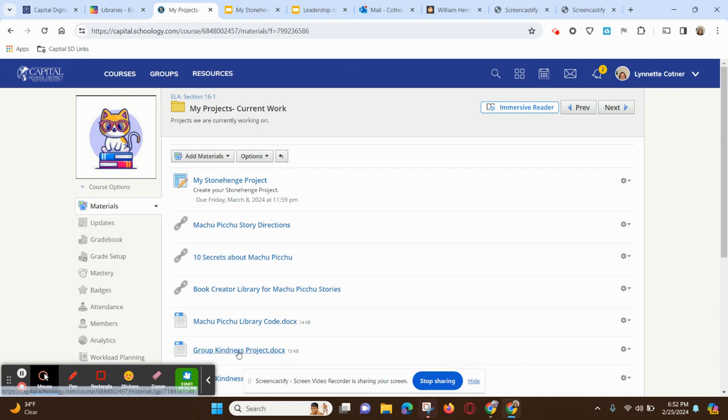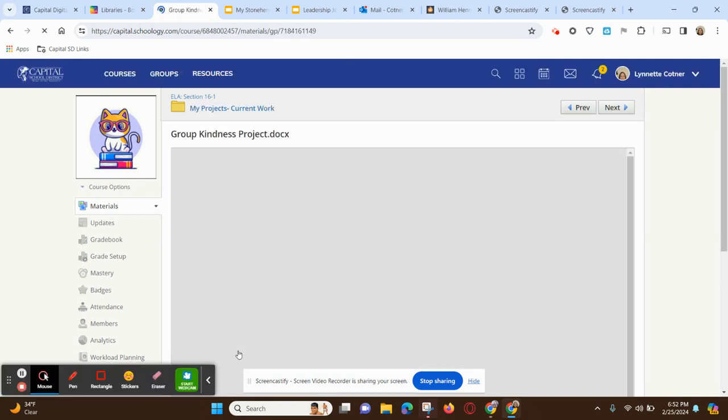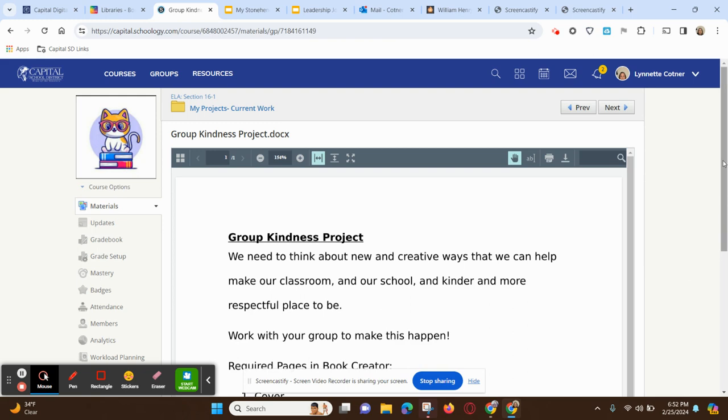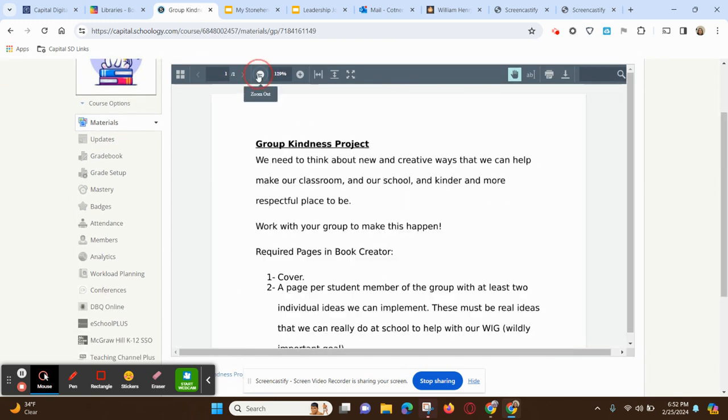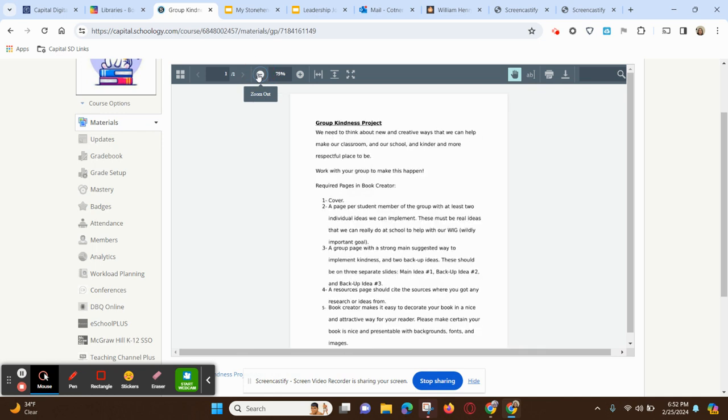And the last one is a group project. It is the Kindness Project. And so we are once again working on making our classroom and our school a kinder, more respectful place. So I have already grouped them. They have books assigned to them. They need to make the cover. There needs to be a page per group member, and each group member needs to suggest 2 things or projects or things we can do to implement more kindness and respect in our classroom and in our school. And then there will be a group page.